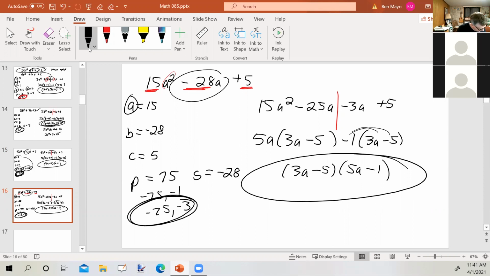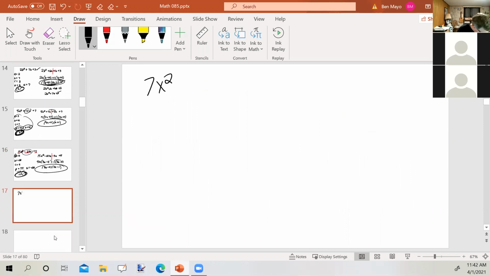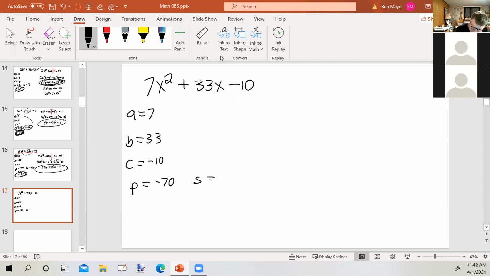Let's see here. Let's do this one. 7x squared plus 33x minus 10. This is a trinomial. It's in standard form or descending powers of the variable. There's no greatest common factor, and the leading coefficient is something other than a 1. So a is 7, b is 33, and c is negative 10. The product is a times c. 7 times negative 10 is negative 70, and the sum is b, or 33.